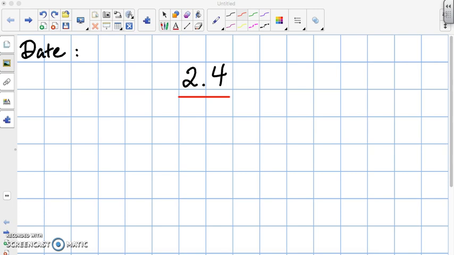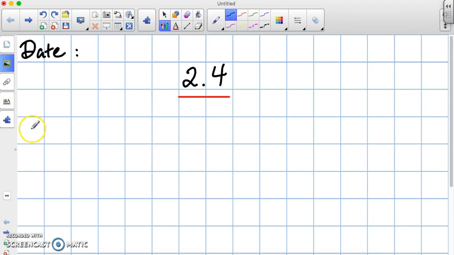Please make sure that your page is set up the way I have it here in the video. So today's date should be written at the top left-hand corner of the page, along with 2.4. We'll first start off with a few definitions. If you can think about putting these definitions in your own words before I jot them down, please go ahead and do that as well.